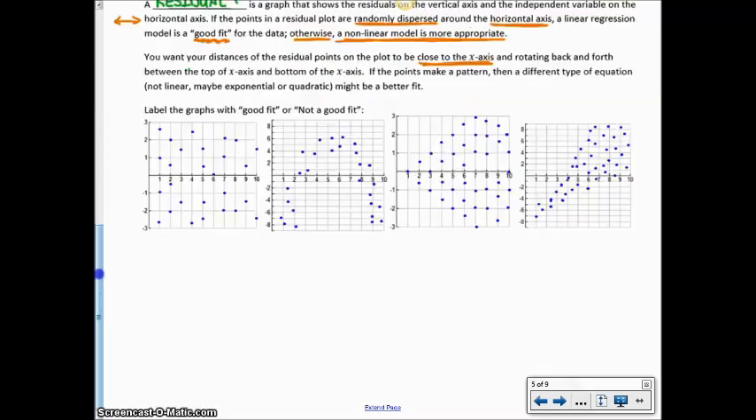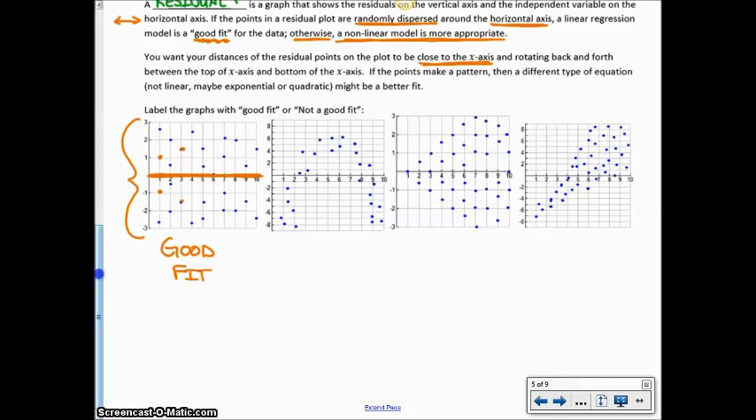So if we look at these and we see this first one, we can tell that it's dispersed pretty evenly. And if you look at your scale on the side, it only goes from 3 to -3, so that's actually pretty close to the x-axis. We want to see how close they are to this and if they're about the same above as below. And I would say yes. They're pretty randomized, the same number above and below. So this is a good fit.